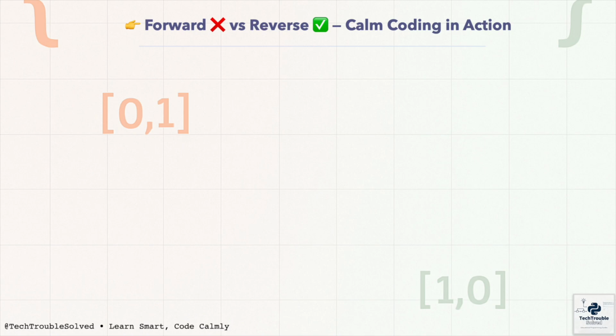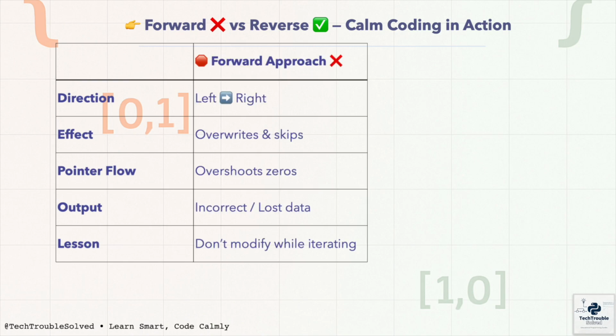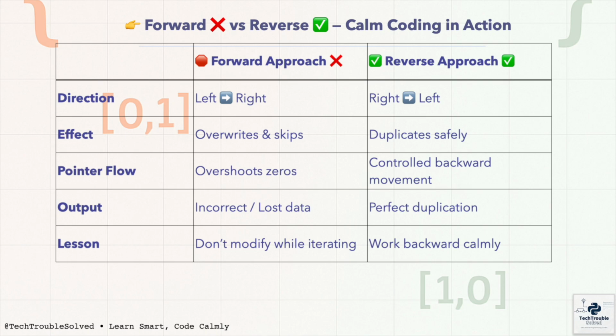Let's look at both approaches side by side. The forward approach felt simple at first, but it failed because we tried to insert or replace elements while the array was still shifting beneath us. Each move caused something to go missing, and our logic quickly fell apart. Now the reverse approach. It's calmer, smarter, and safer. Instead of forcing changes, we plan space ahead, move backward, and place each element exactly where it belongs. That's the real difference. Forward forces change, reverse flows with the structure.